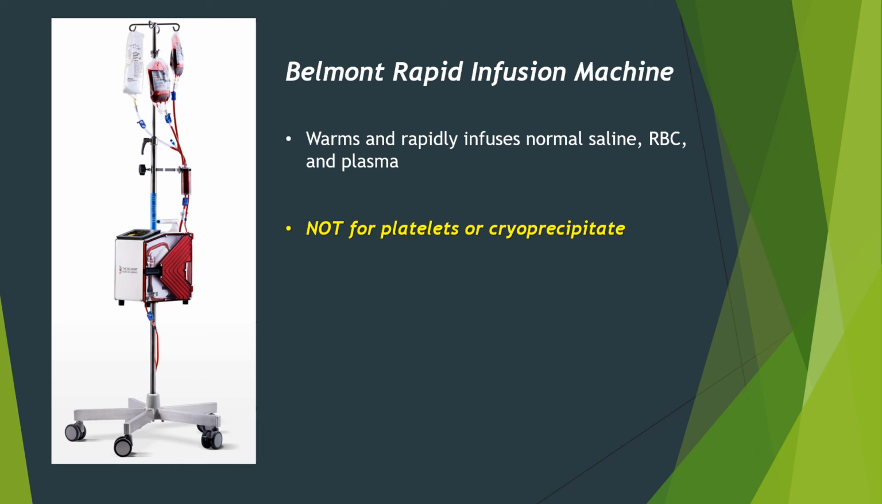As you can see, there's a 3-spike administration set that leads to a chamber there on the IV pole and then the machine below. It warms and rapidly infuses normal saline, red blood cells, and plasma. Those are the only 3 things that we put through the Belmont Rapid Infusion machine: normal saline, red blood cells, and plasma. We do not use the Belmont Rapid Infusion machine for platelets or cryoprecipitate because heating those 2 blood products can alter the coagulation factor.